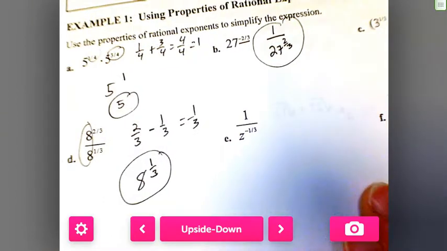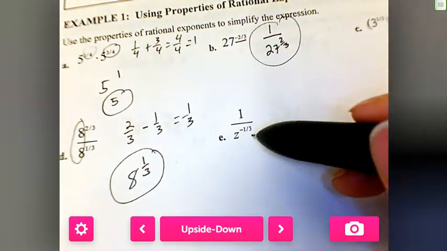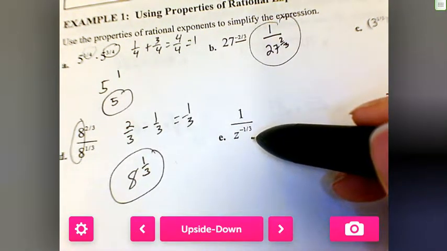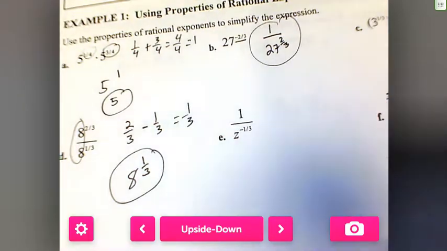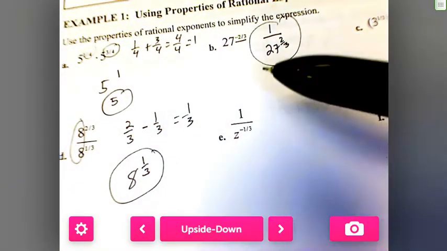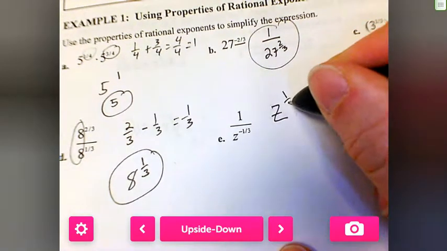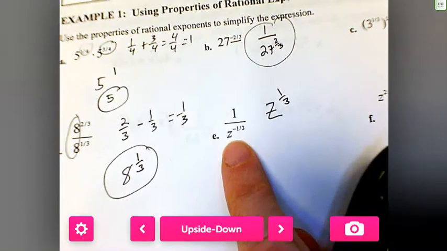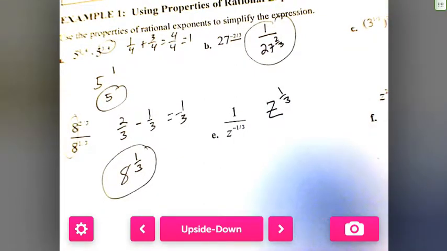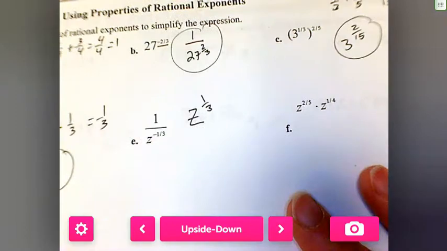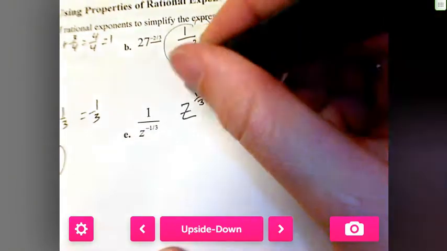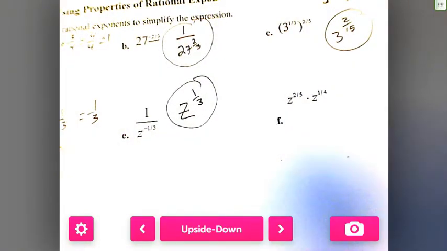Okay. We've got 1 over z to the negative 1/3. We've got a negative. I know it's on the bottom, so we flip it and we put it on the top. Z to the positive 1/3. It's because it's negative. You flip it. Yep. If it's negative, you flip it. All right. F. We've got, am I going too fast? Are you guys okay? We're good?